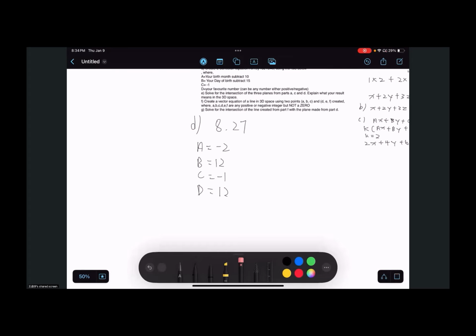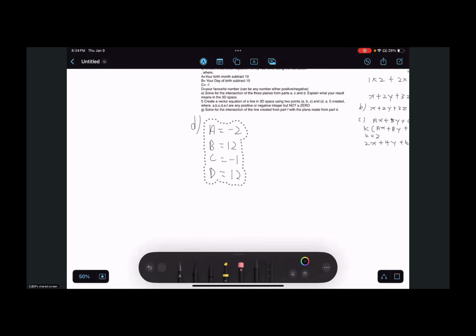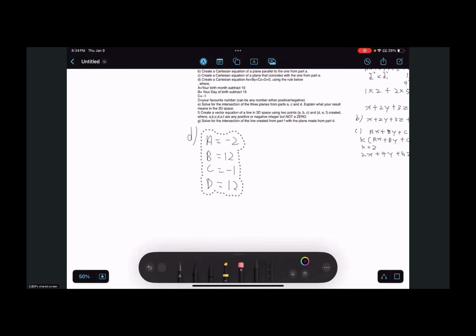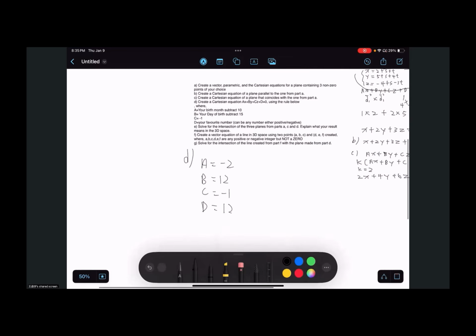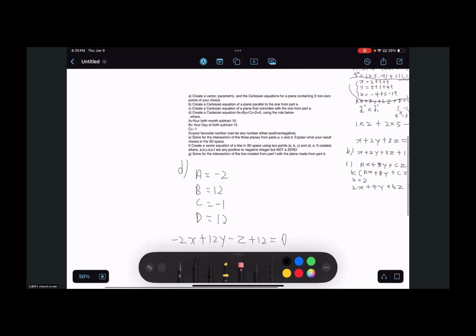Okay, so we got the A, B, C, D for the Cartesian equation, and so it is negative 2x plus 12y minus z plus 12 equals 0. So it's the answer for part D.